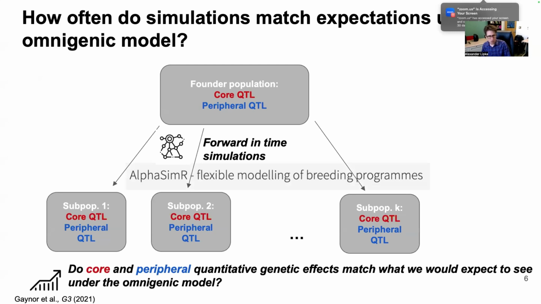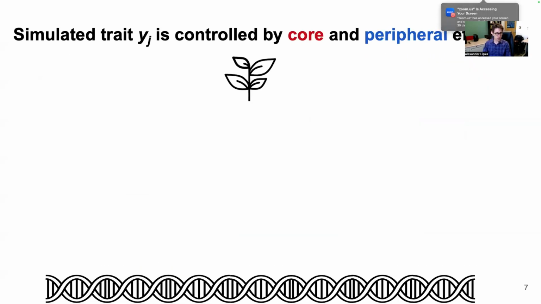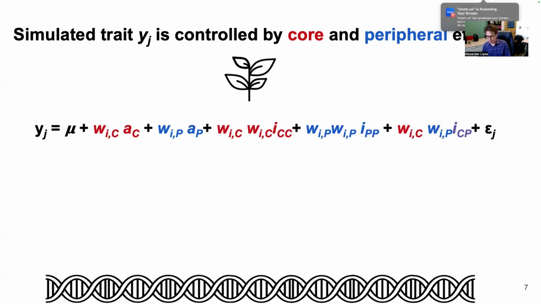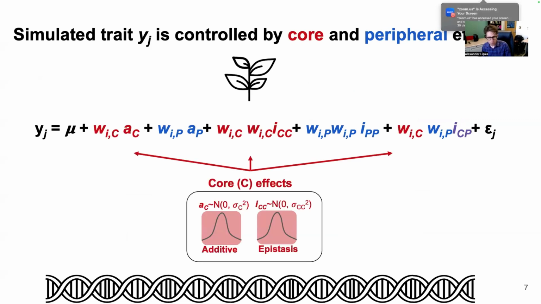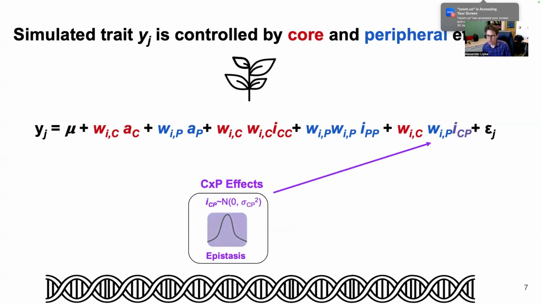We used AlphaSimR to do the forward in time simulations, and then we used simplePHENOTYPES, co-developed by me and my former postdoc, to simulate our traits. Here's how we simulated our traits. Here's our DNA. Here's the plant phenotype. We use this statistical model to connect the DNA to our observed simulated traits. So we had core effects with normally distributed additive and epistatic effects. Similarly, we had peripheral effects that we simulated, and then we had the interaction effects between core and peripheral genes.